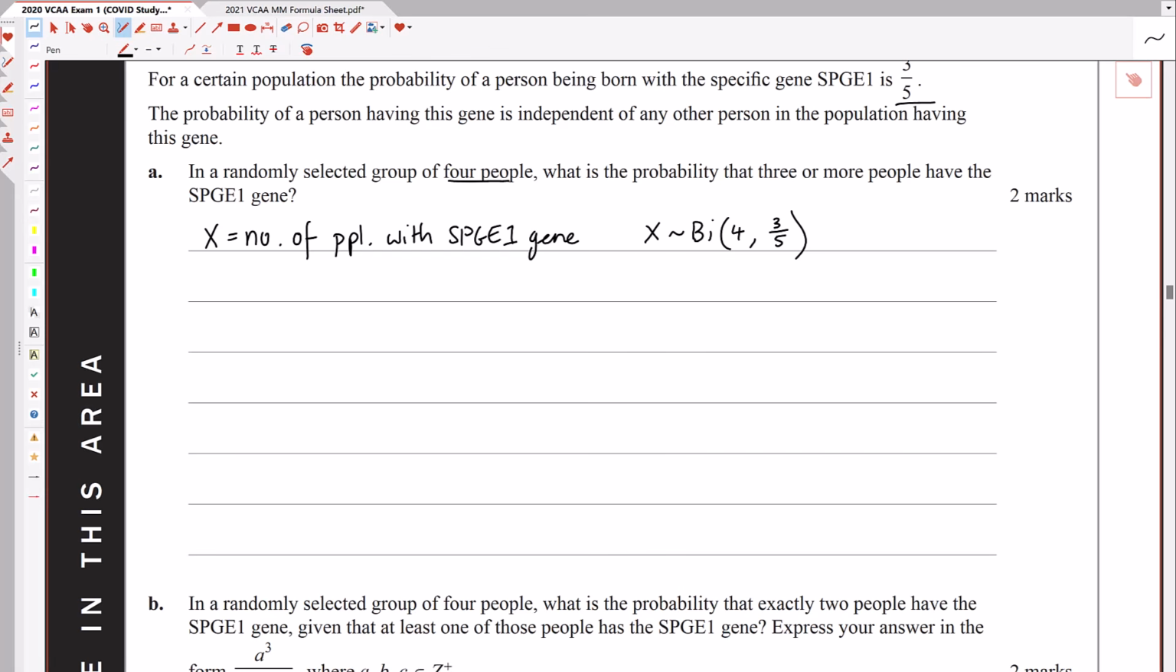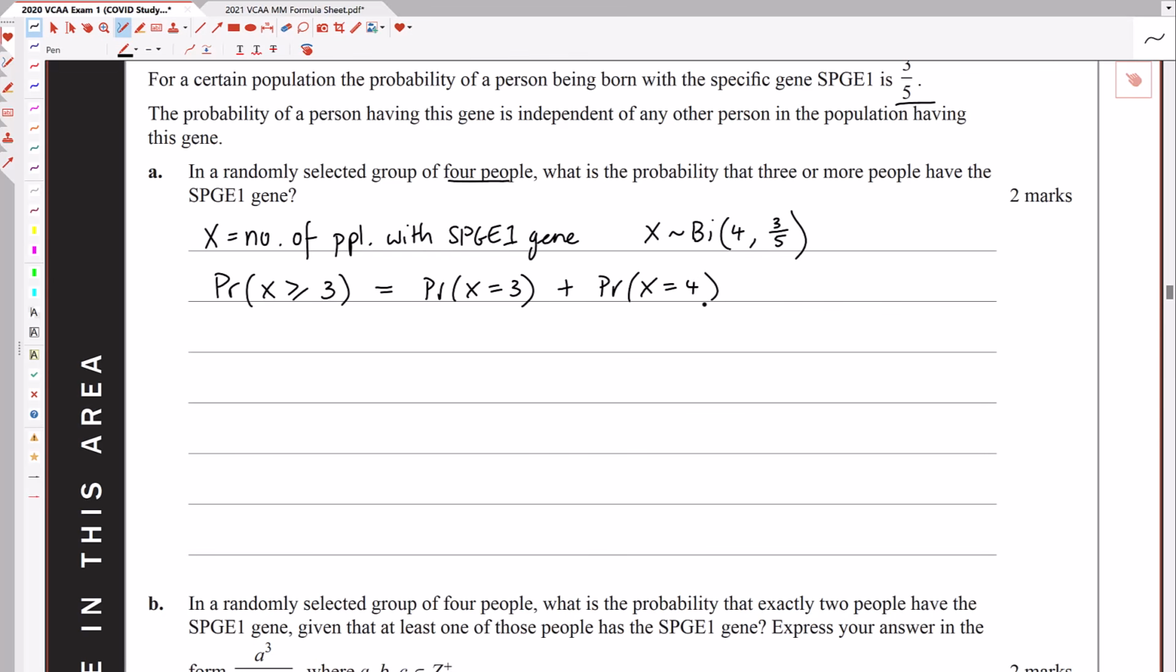Okay, now that setup's a little less important in a tech-free because the working that you'll have to do in a tech-free indicates that you've understood binomial, but I would strongly encourage that you're always in the habit of setting up your variable and setting up how it's distributed. Okay, so now we want to work out the probability that 3 or more people have the gene. So the probability that x, the number of people with the gene, is bigger than or equal to 3. So that is the probability that x equals 3, plus the probability that x is equal to 4.